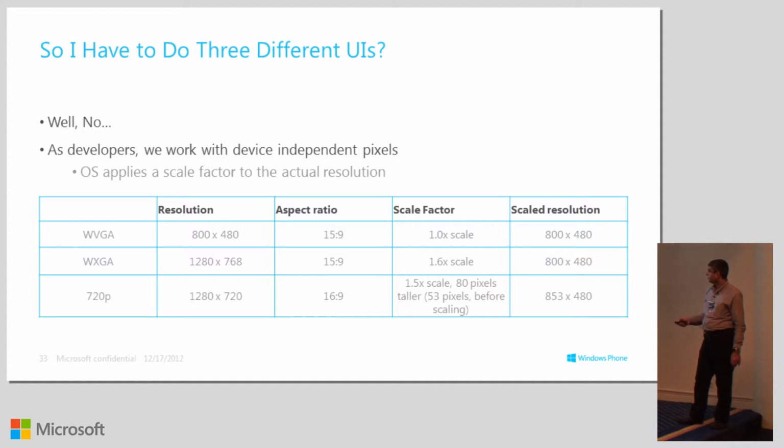In terms of scale, right? The scale factor for WXGA is 1.6. The 720 is 1.5. So it's 80 pixels taller than the other one. And these are the scaled resolutions. So in terms of actual pixels, it's 53 pixels more.